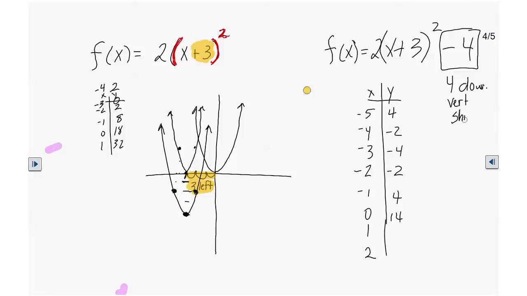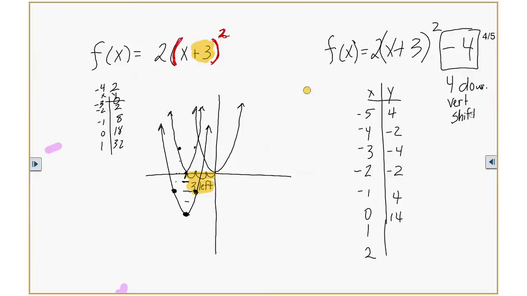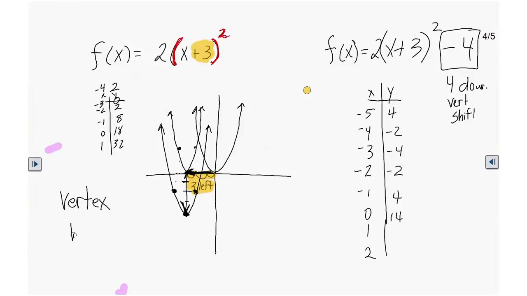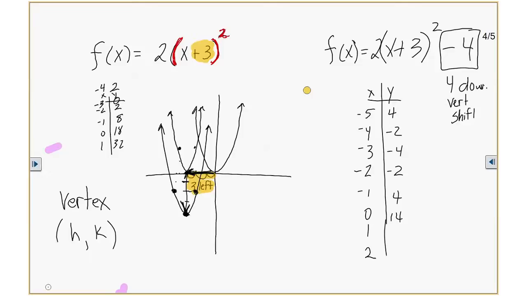Now, when you have a horizontal shift and a vertical shift together, they tell you the what? The vertex. So the vertex is always going to be (h, k). Now you have to remember that the h is always going to be the opposite. So if you've got a positive h, negative h is going to be the vertex. Okay?